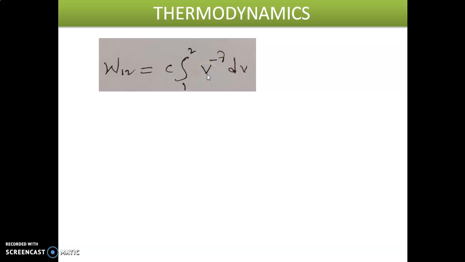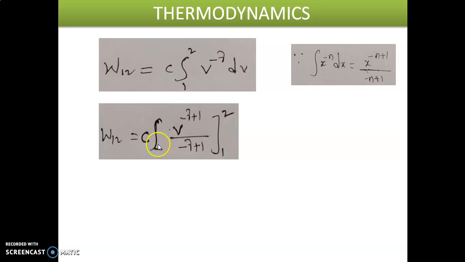So V to the power of minus gamma into dV. Already we know the integration formula: the integration of x to the power of minus n dx is equal to x to the power of minus n plus 1 by minus n plus 1. So this is the general integration formula. According to this formula, we can write the same integration.